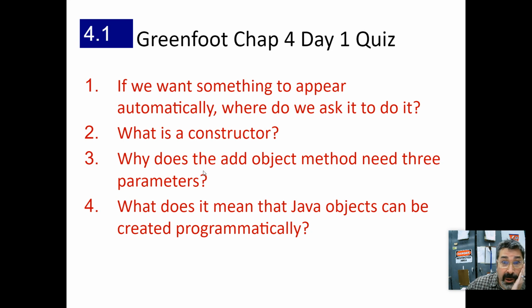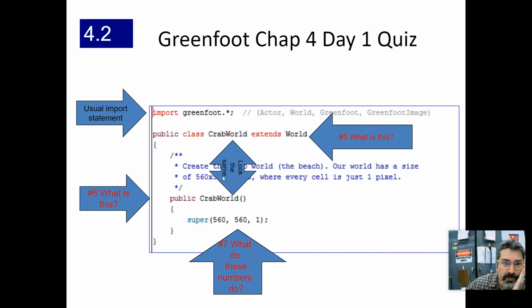If you want something to appear automatically, where do we ask you to do it? What is a constructor? What does the add object method need? Why does the add object method need 3 parameters? What does it mean that Java objects can be created programmatically? Number 6, what is this? And what do these numbers do?